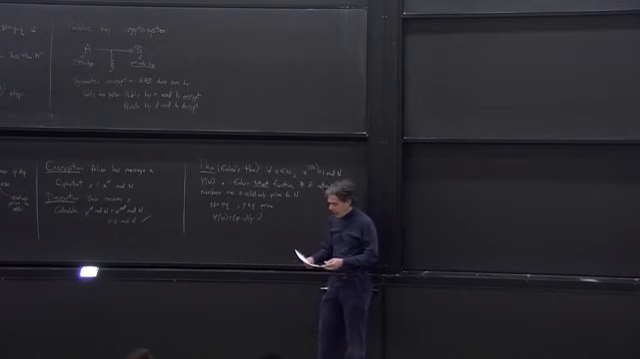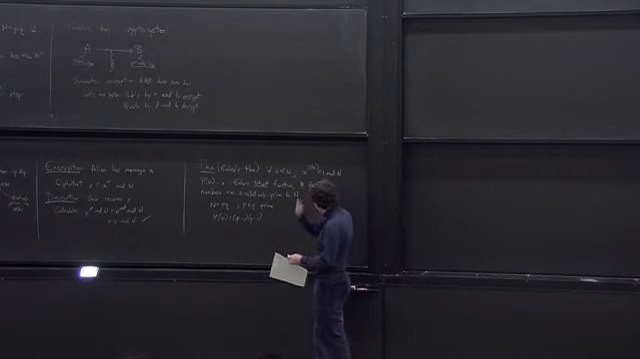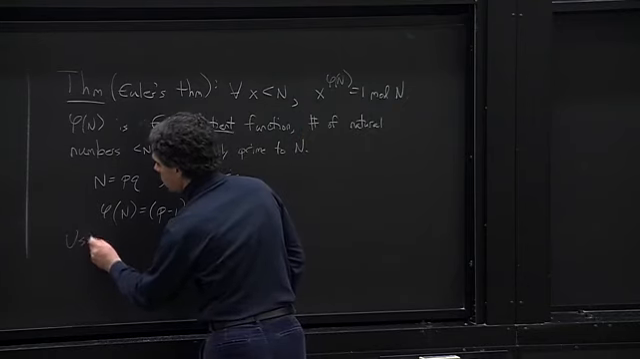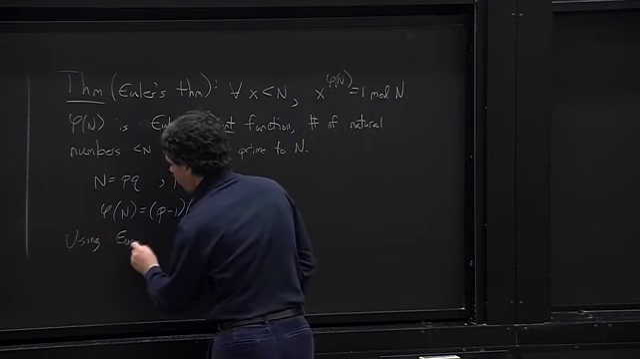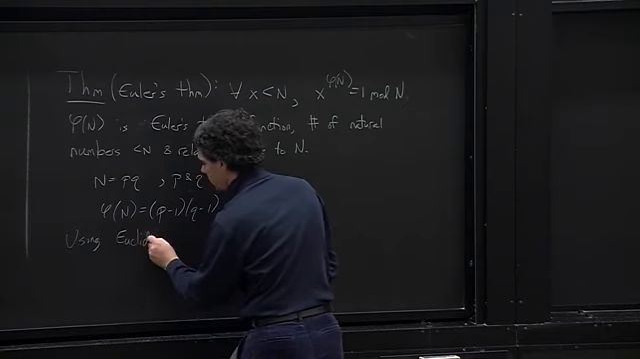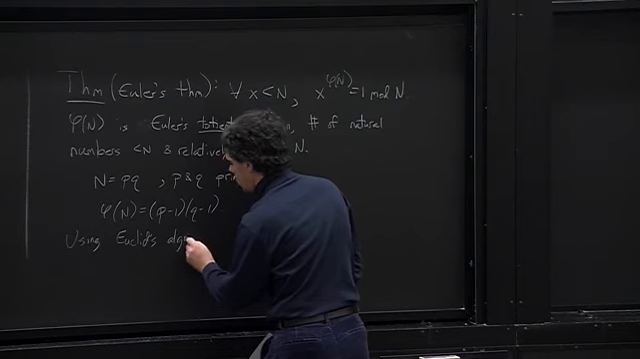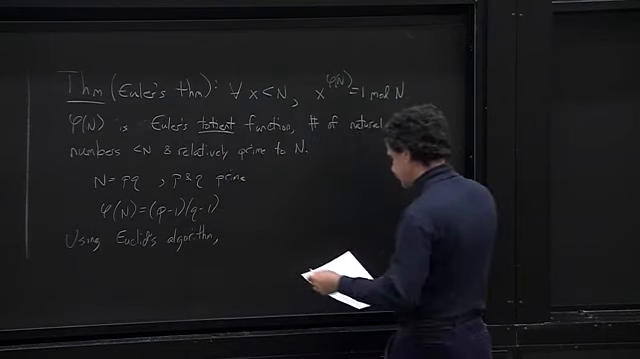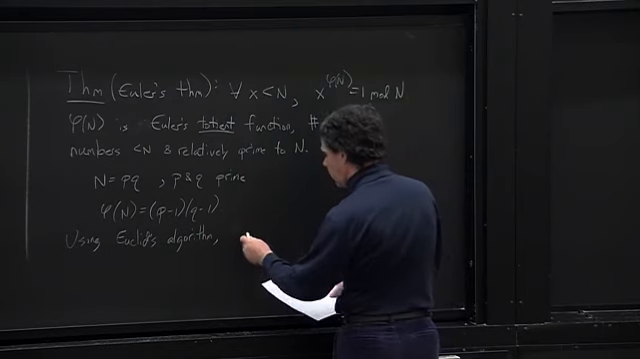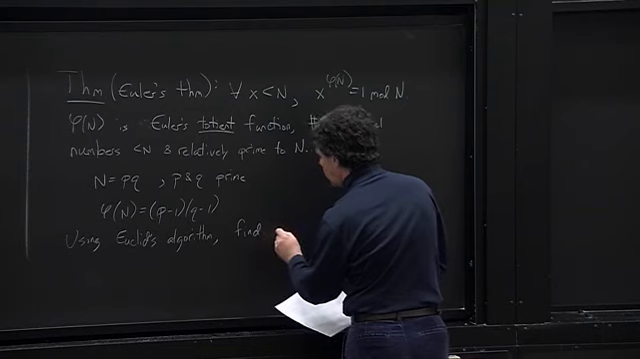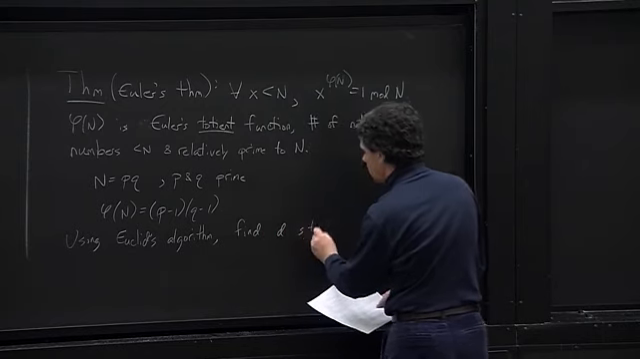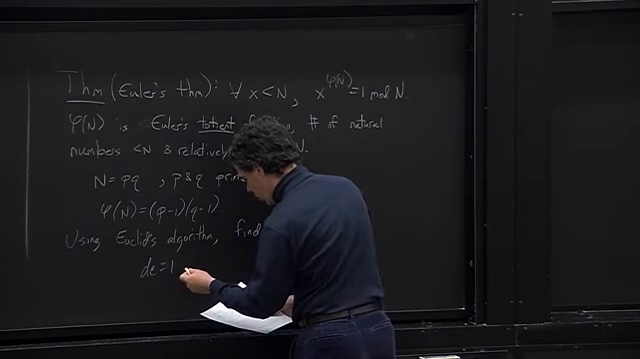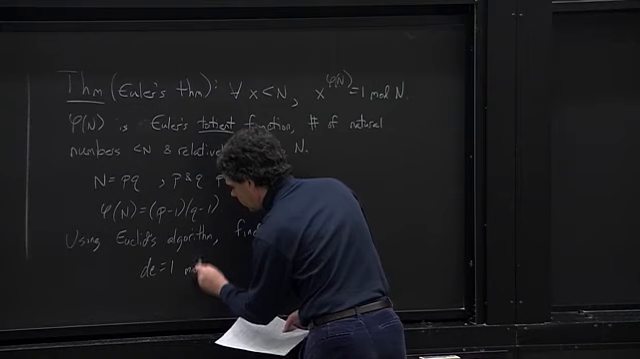And then, using Euclid's algorithm, which you saw in the tutorial, he can find some d such that dE is congruent to 1 mod phi of n.